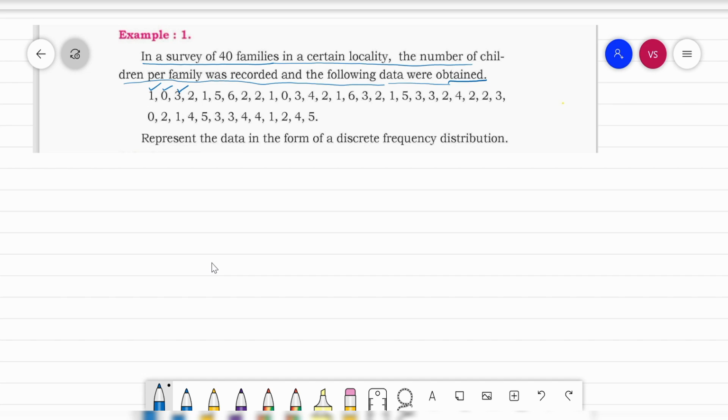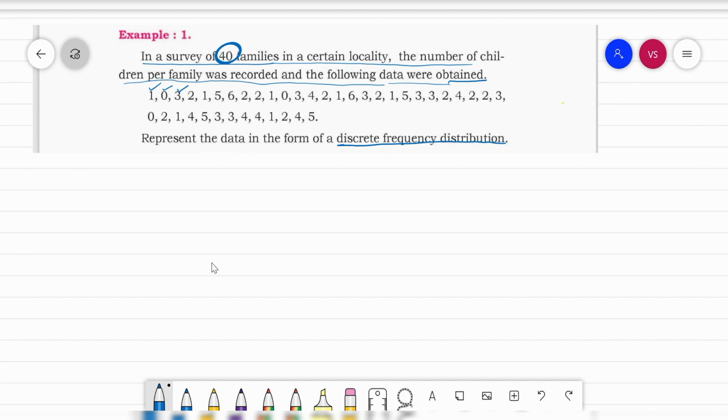How many families, students? 40 families. And this is the data that you have. Now represent the data in the form of discrete frequency distribution. They have already mentioned what frequency distribution it should be. It should be discrete frequency distribution, very clearly.